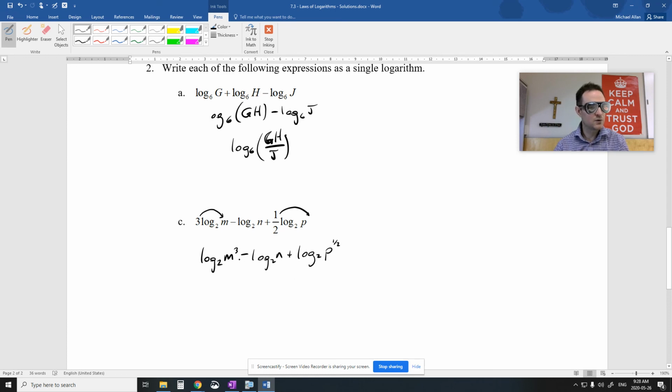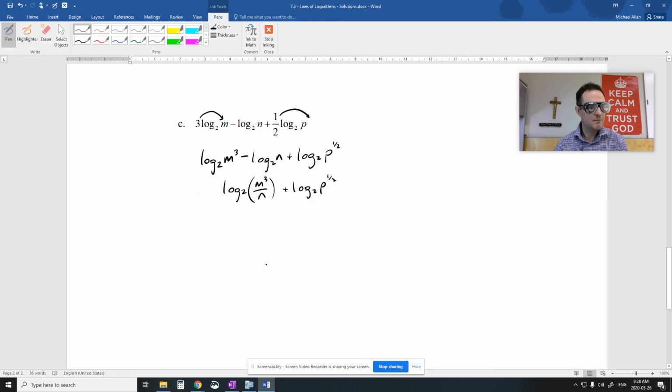Okay, now I can do my rules. I'm subtracting these two, so I can combine them as a divide. And then I am adding these two, so I'm going to multiply these two. So log base 2, m to the 3, p to the half, divided by n.